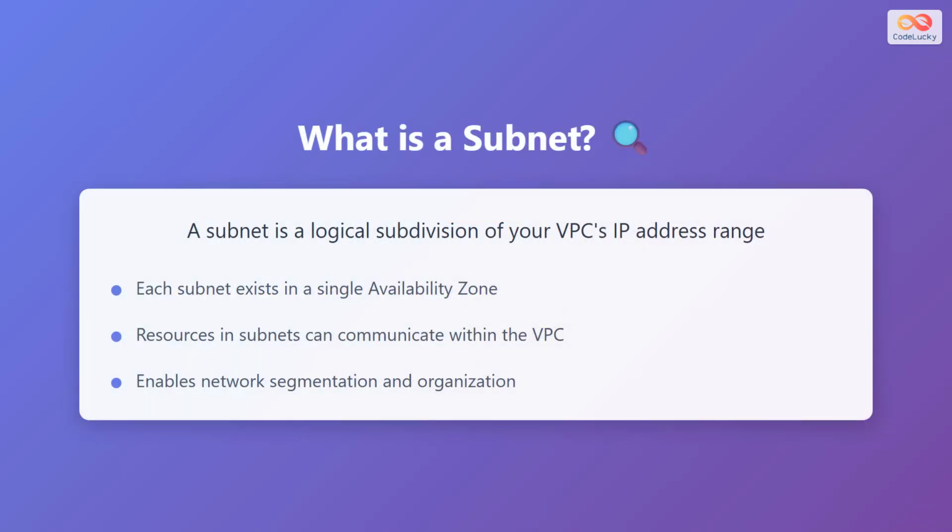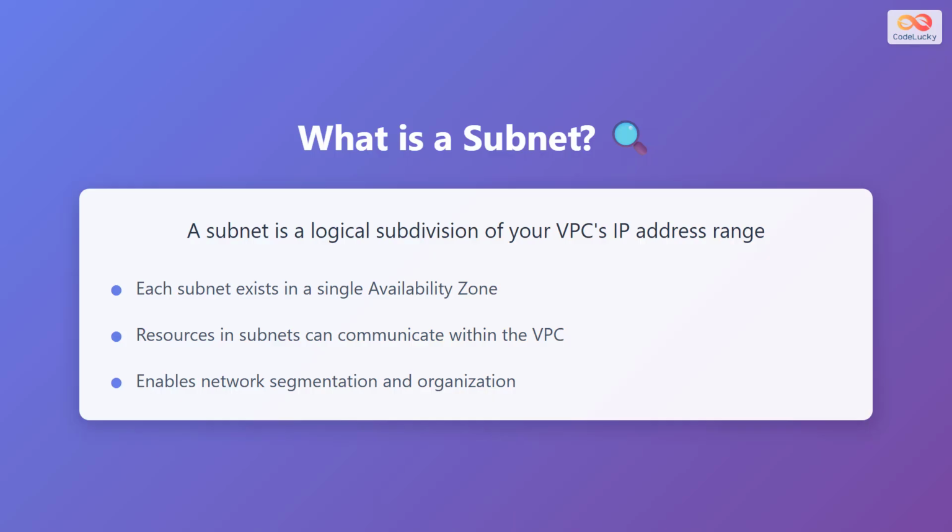A subnet is a logical subdivision of your VPC's IP address range. Think of it as dividing your network into smaller, more manageable sections. Each subnet must exist entirely within a single availability zone and cannot span across multiple zones.